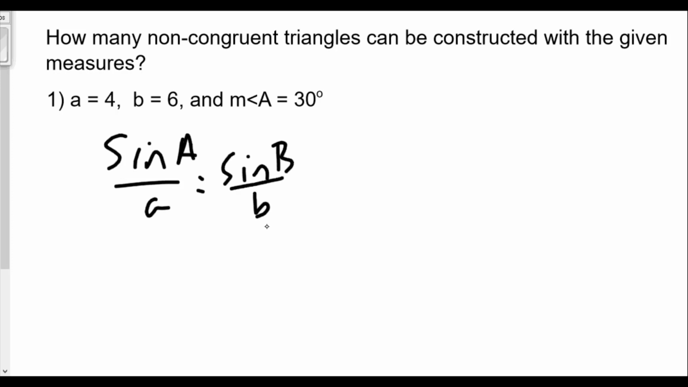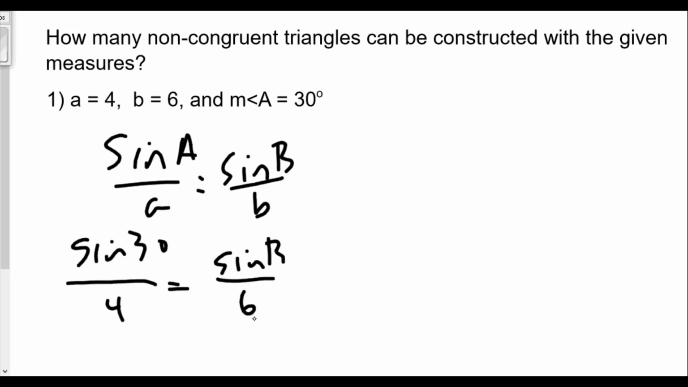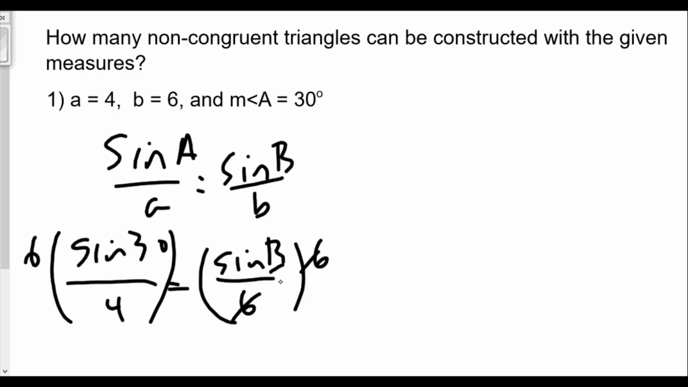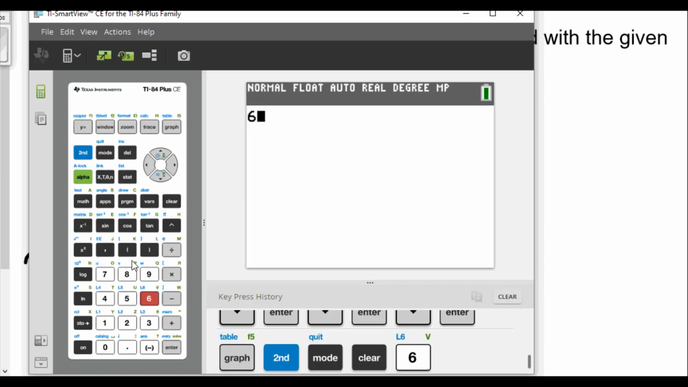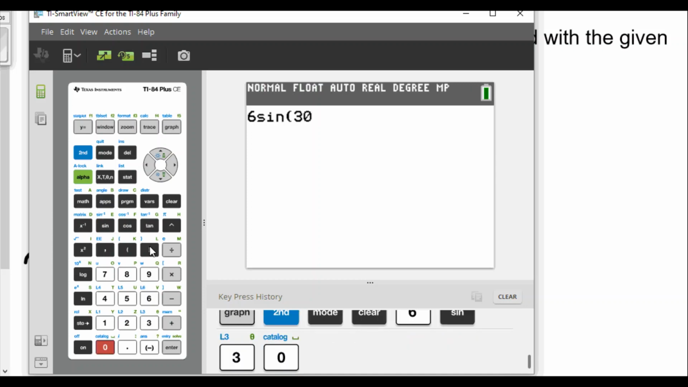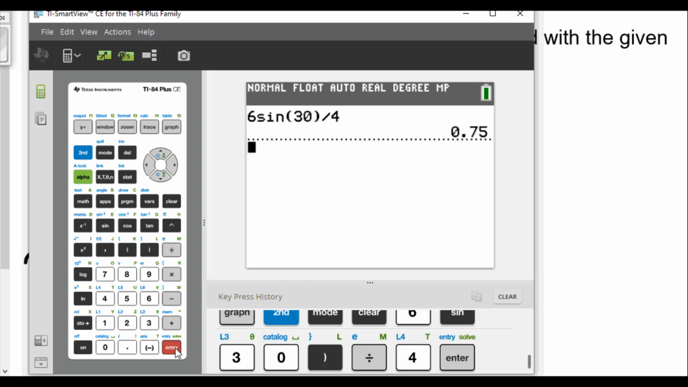In this case, the sine of A is the sine of 30 over a, which is 4, equals the sine of B over 6. We're going to multiply both sides by 6 to get the sine of B by itself. So on the calculator, we type in 6 sine of 30 over 4. Divide by 4, and we get a value of 0.75.